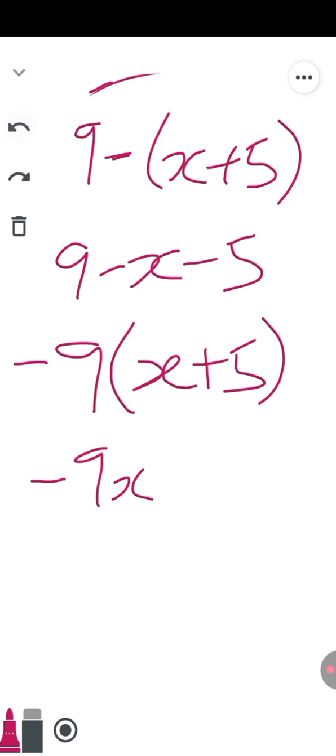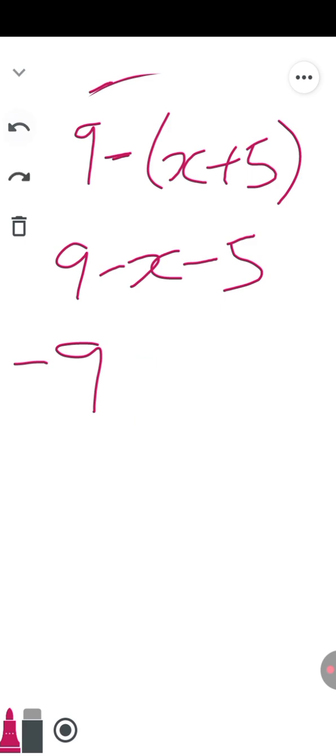So in this case, you only open the bracket with the minus there. You won't use the 9 at all. So the 9 will be standing there waiting for you to open the bracket.